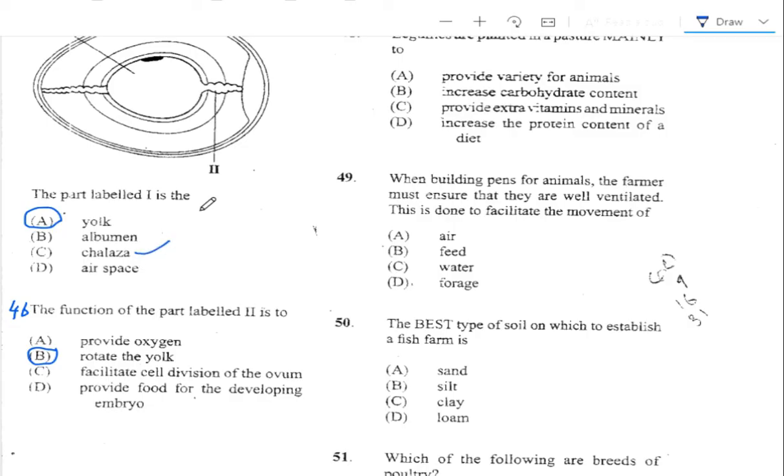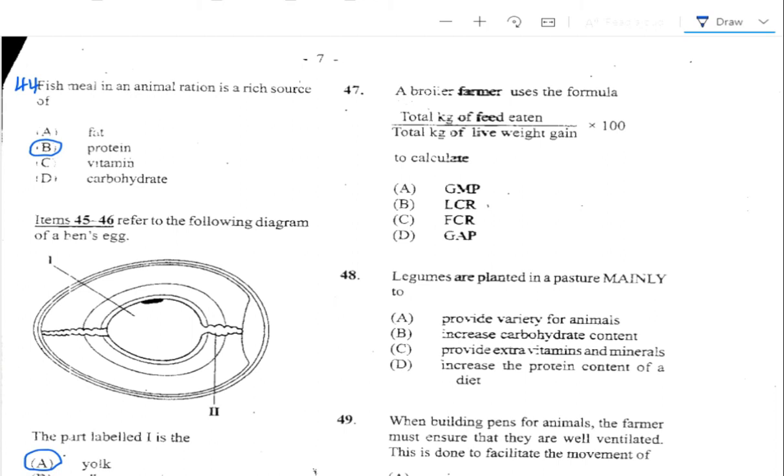And the chalaza is used mainly. The primary function is to hold the yolk in place. Question number 47. A broiler farmer uses the formula total kilogram of feed eaten over total kilogram of live weight gain times 100 to calculate A. GMP, B. LCR, C. FCR, D. GAP. The answer is C.